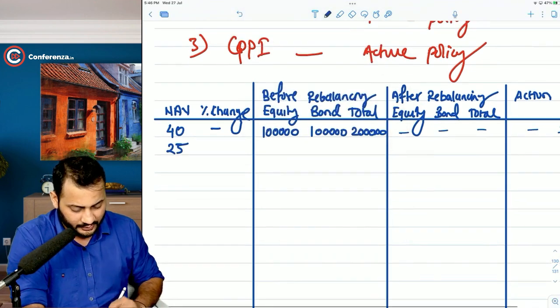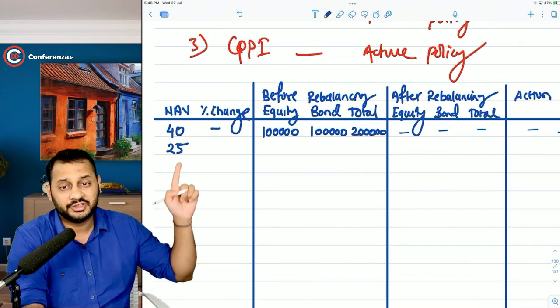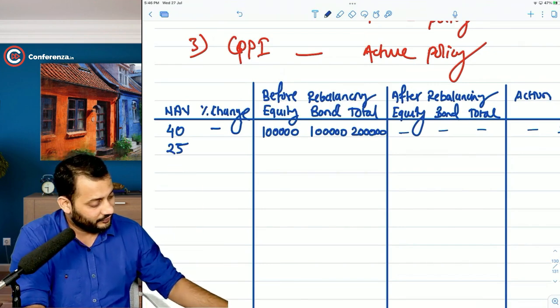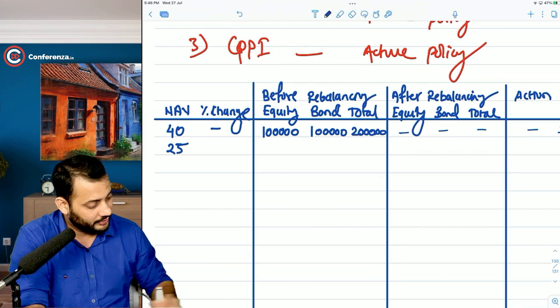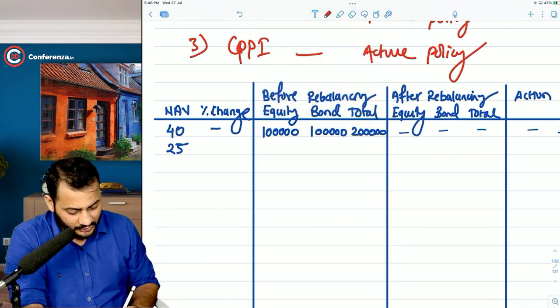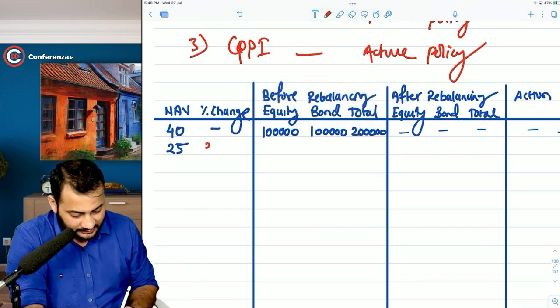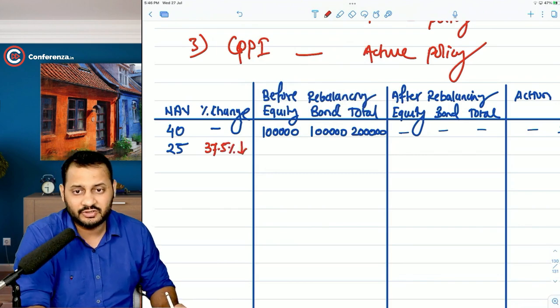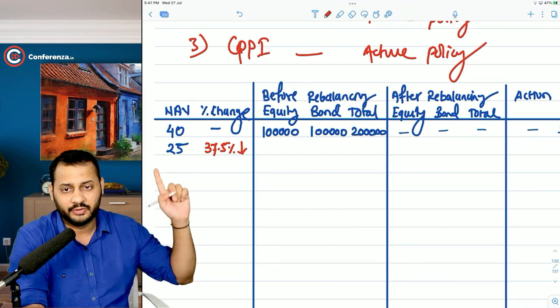25. Now you tell me, how much is the percentage change? 15 rupees. 15 divided by 40. The moment you do it, you will get to know the percentage change. That is 37.5%. NAV has gone down from 40 to 25.